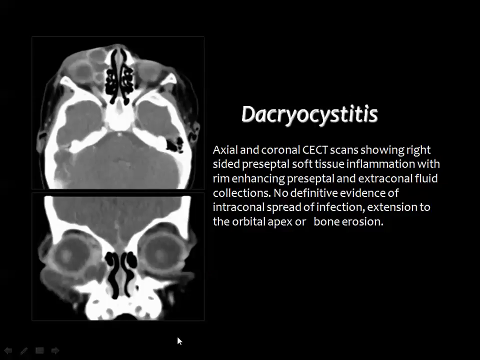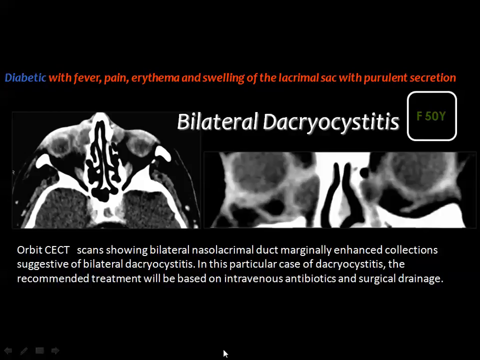This is dacryocystitis, classic location, classic appearance. See a multilocular, marginally enhanced lesion along the inner wall of the orbit, medial to the globe, at the characteristic anatomic site of the nasolacrimal duct. And the case may be bilateral sometimes, especially in patients who are more prone to infection, like diabetic patients.